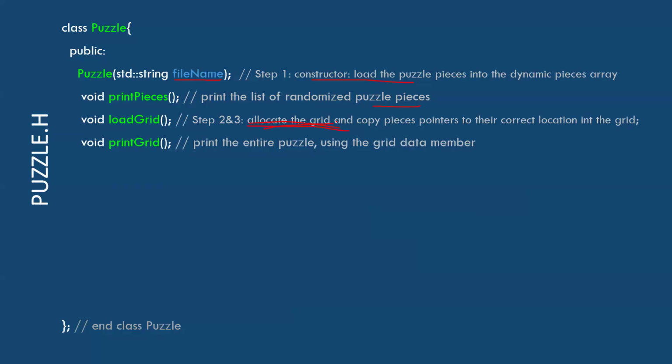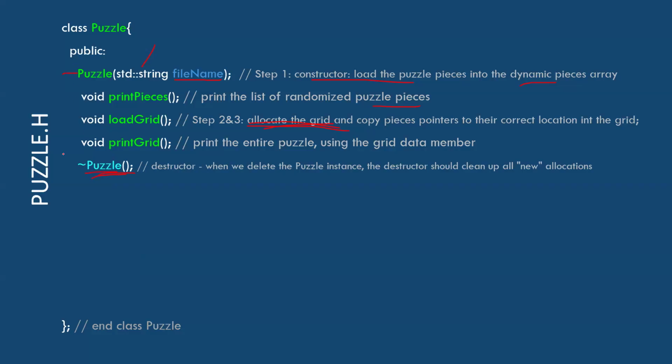And then we have our print grid. That's for printing the actual final puzzle, which should look like an actual picture. And then we'll have our destructor, which we're going to talk about, for cleaning up all of the allocations that happen here, which have to be deleted over here.